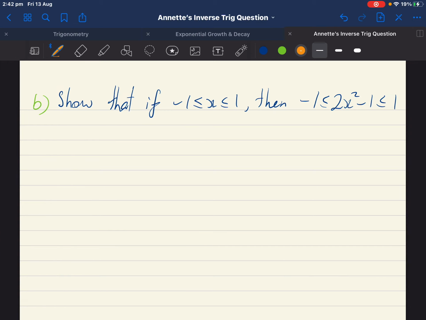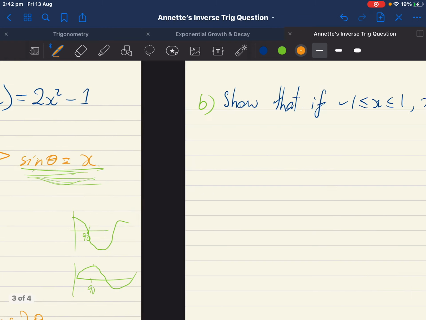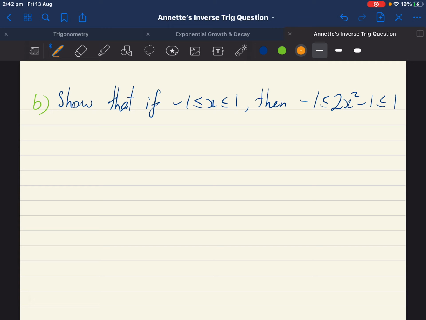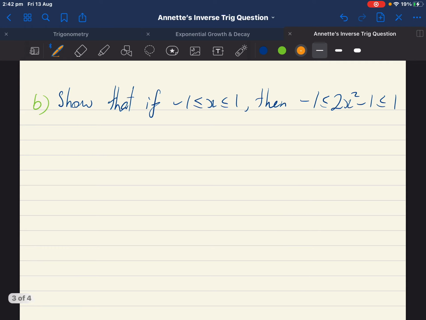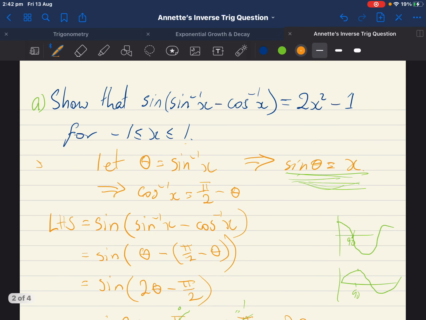So provided x is between minus 1 and 1, which is actually what we want, right? Because we're dealing with inverse trig components. We want to show this. Okay, so we can ultimately see that 2x squared minus 1. So we want to show that 2x squared minus 1 is between minus 1 and 1. Well, if we look back over here, what was 2x squared minus 1? It was the sine of this whole big inverse sine x minus inverse cos x.